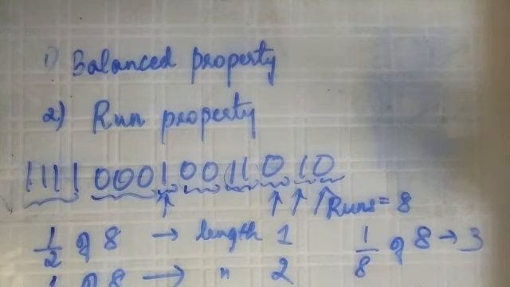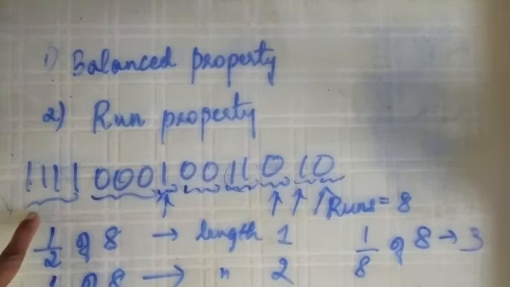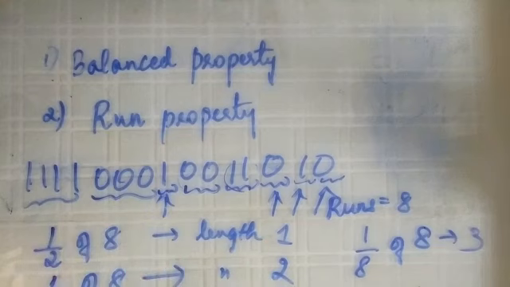Now if I read out the statement again: among the runs of ones and zeros in each period, 1/2 of the runs of each kind are of length 1, 1/4 are of length 2, 1/8 are of length 3, and so on. That is the run property. The third property is the correlation property.